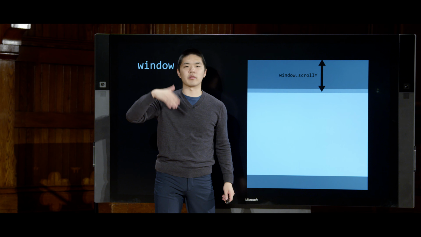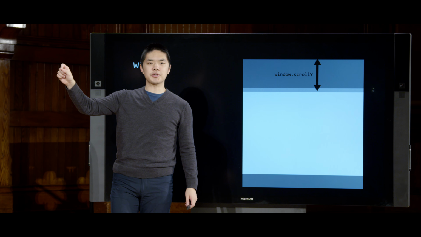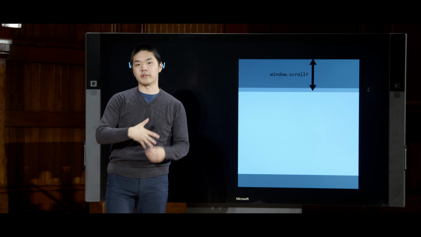So you can represent the document as like this big vertical section that goes beyond the window. There might be part of the document that is above the window, part of the document that is below the window as well. So window.scrollY is another variable you have access to on the window. And window.scrollY represents how many pixels far down you have scrolled. So if you're at the top of the page, window.scrollY is 0. You haven't scrolled at all.